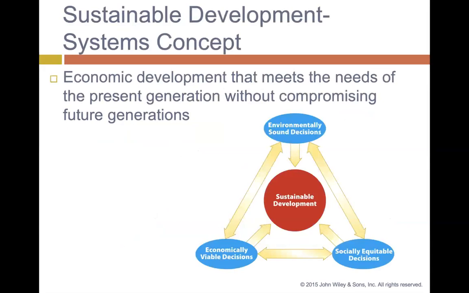Sustainable development, the systems concept: this is the idea where we have the economic development that meets the needs of the present generation without compromising future generations. And we call this sustainable development, where we take environmentally sound decisions, socially equitable decisions, and economically viable decisions, and they'll all lead to sustainable development.